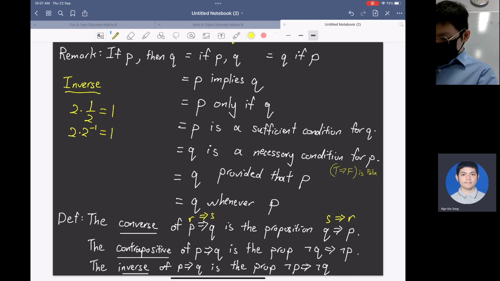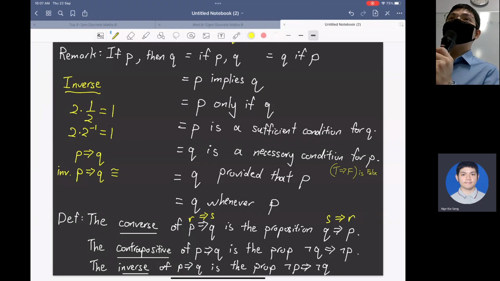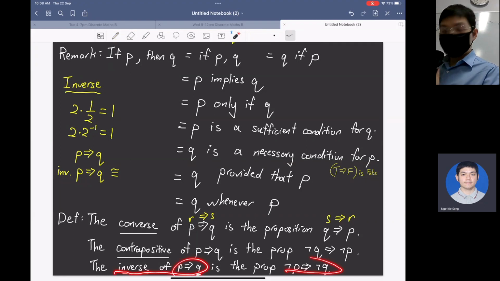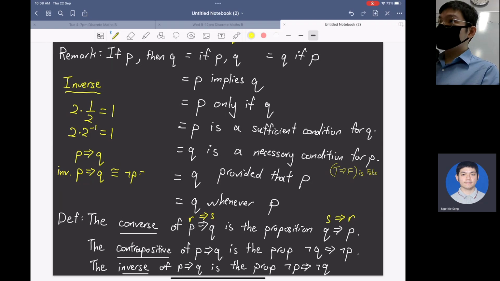So let's see what happens if I have P implies Q and I apply inverse to it. What do you get? Go back to the definition. The inverse of P implies Q is not P implies not Q. Good. Now you apply inverse again. What do you get?